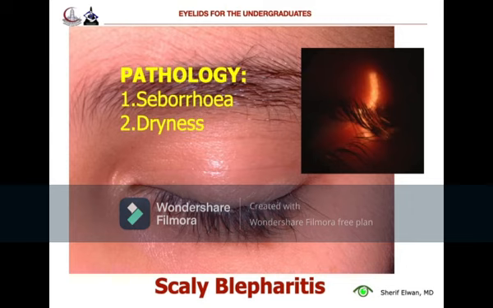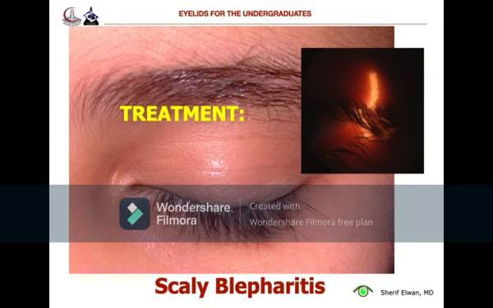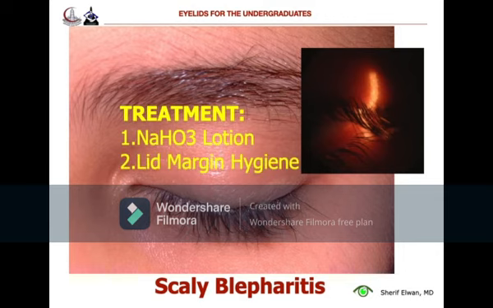This is associated as well with dryness, and the treatment here is loosening and removing the discharge or the scales by sodium bicarb lotion, 3% concentration, together with lid margin hygiene, as well as counseling for seborrhea.